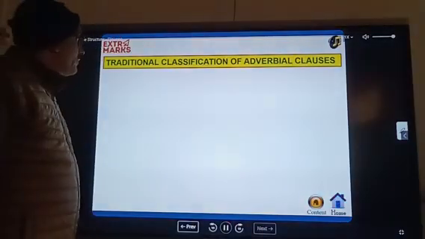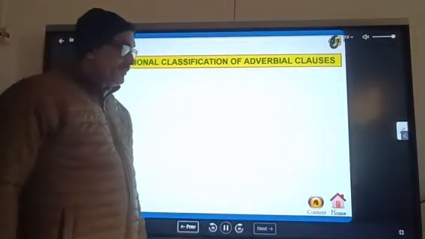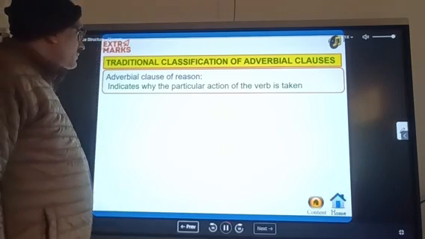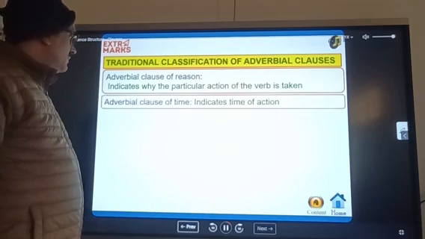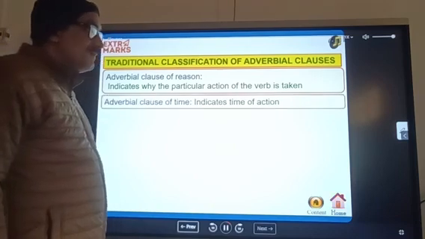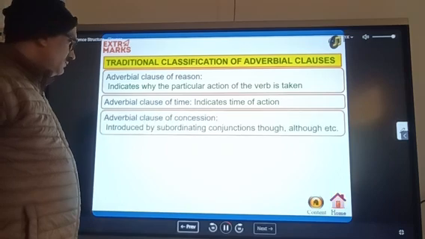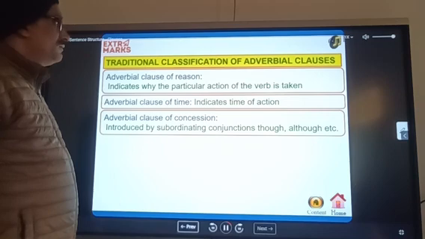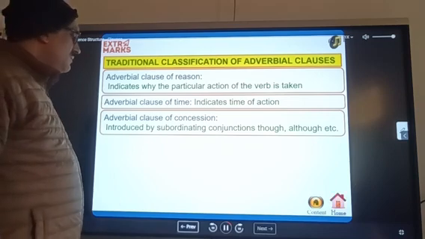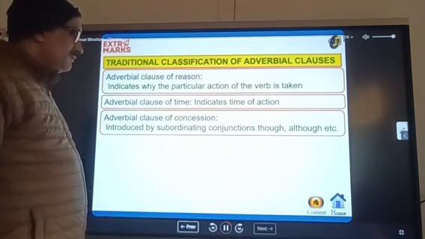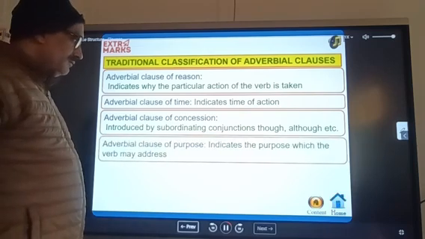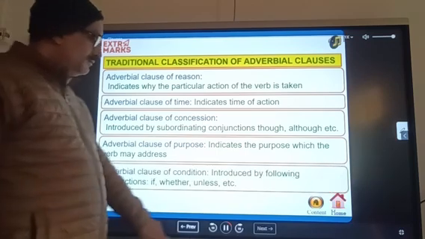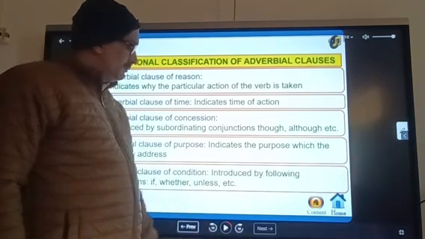Further, an adverbial clause can be traditionally classified as the following. An adverb clause of reason indicates why the particular action of the verb is taken. When the adverb clause indicates time of action, it is termed an adverb clause of time. The adverbial clauses of concession are introduced by the subordinating conjunctions though, although, even if, etc. The adverb clause of purpose may indicate the purpose which the verb may address. Adverb clause of condition is introduced by conjunctions such as if.